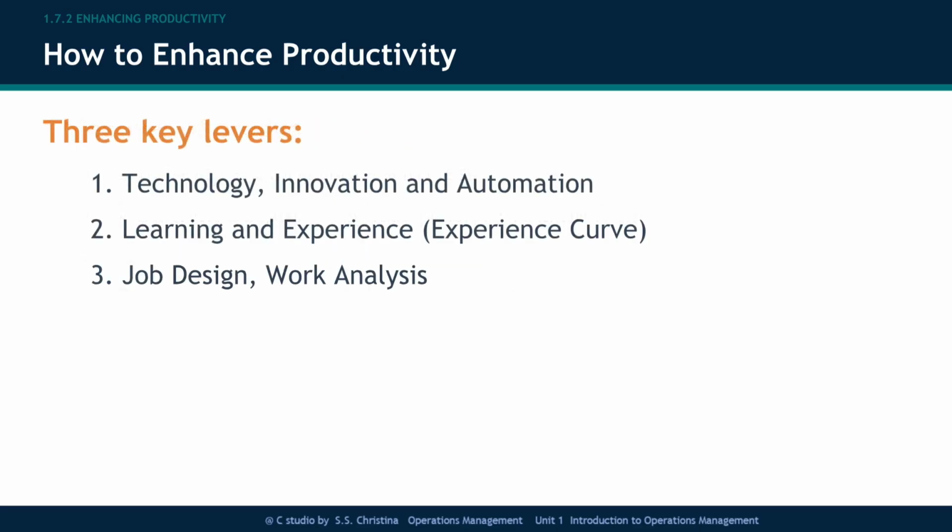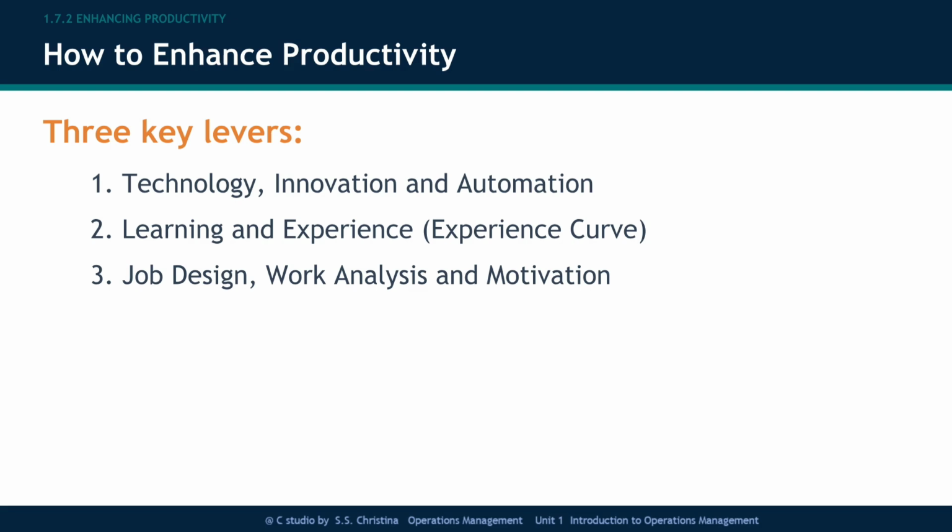3 powerful levers for improving productivity. Lever 1, technology, innovation, and automation. Technology determines the maximum physical output achievable from given inputs. Numerically controlled machine tools, robotics, CAD/CAM systems, AI-driven quality control, all can dramatically increase productivity. The key is that technology must be chosen economically. Switching costs are high. Once you build your process around a particular technology, changing it is expensive and disruptive.